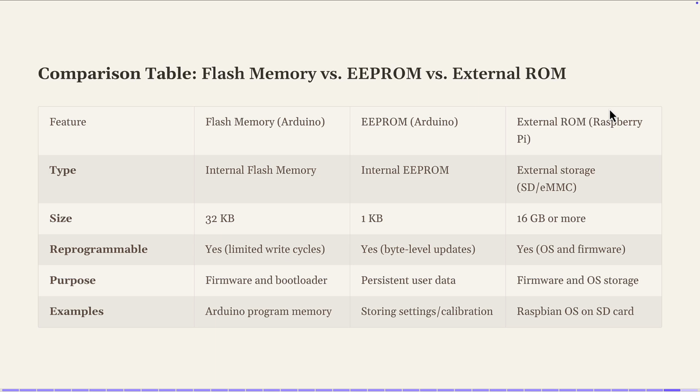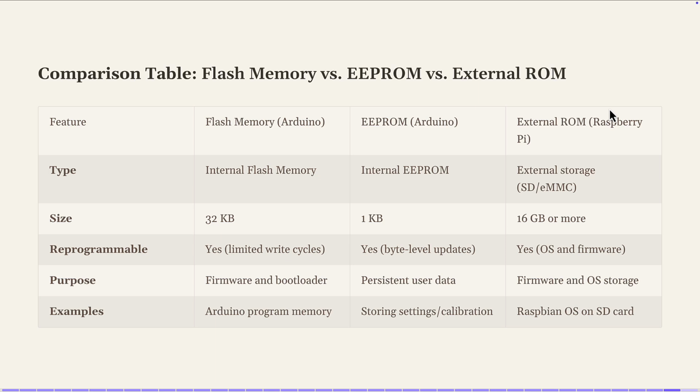The size is usually small, so this can go from 32 to 250 kilobytes. It can even be 12 megabytes. The EEPROM is even smaller because it's only used for storing byte-level updates, like user data and preferences. And the external storage usually goes to very high capacity, up to 1 terabyte or even 4 terabytes, for the external hard drives.